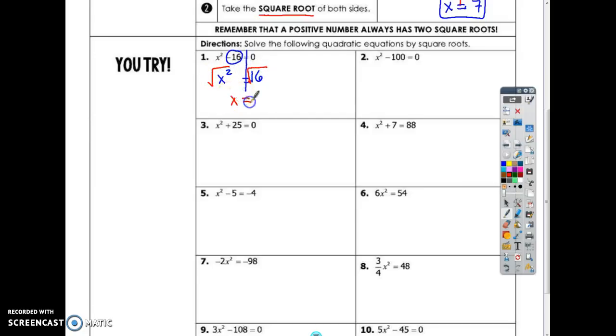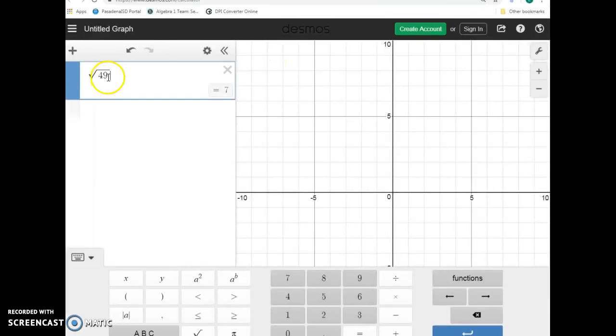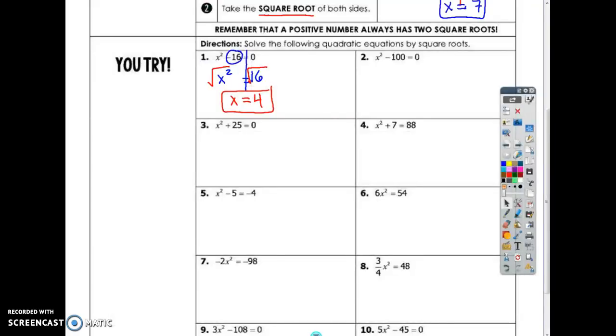X equals, what's the square root of 16? 4. Okay, you put this in the calculator. Okay, and you don't have to erase it. No lo borren. Just change the number inside to 16, and it gives it to you right here, 4. Okay? Let's do another one.